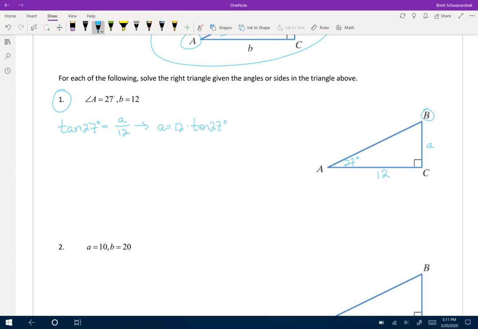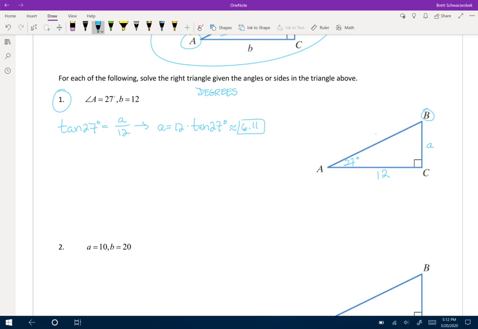Remember, before you put this in the calculator, make sure that your mode is in degrees rather than radians, in case that was changed. If we do this in the calculator, we should get 6.11 approximately as that missing side. Okay, so we can move on and continue to do that throughout the picture.